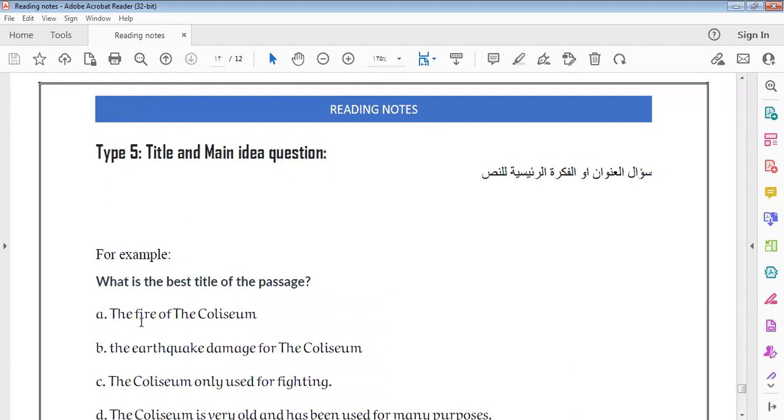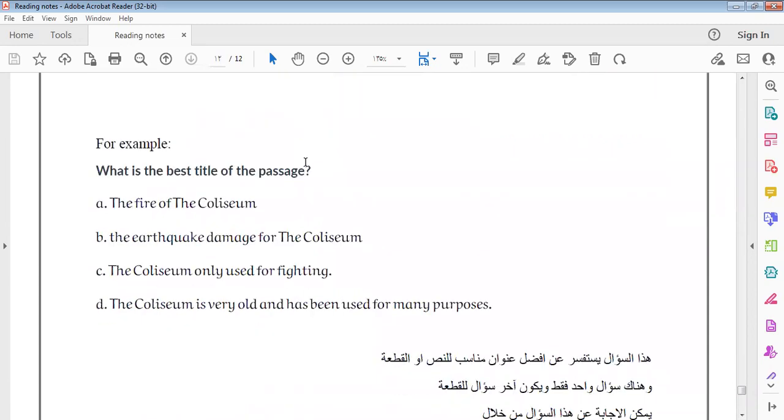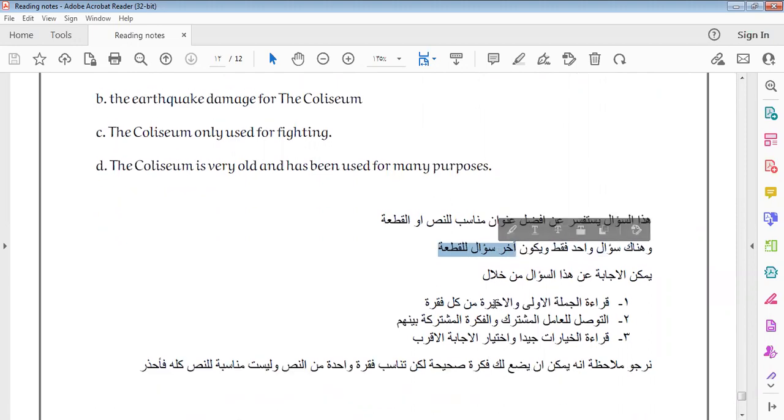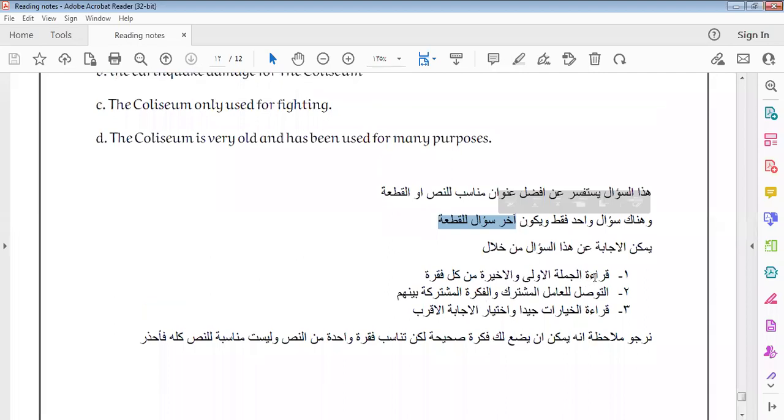The last question is the title or the main idea. You just have one question in the exam, and it's usually at the end of the passage. To answer this question, first read the first and the last sentence in each paragraph.